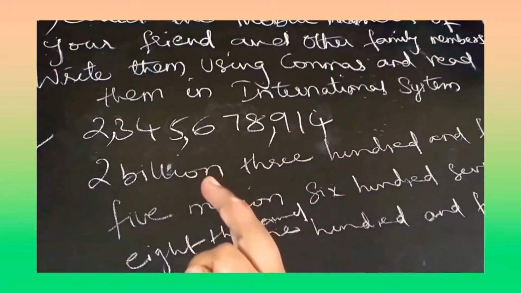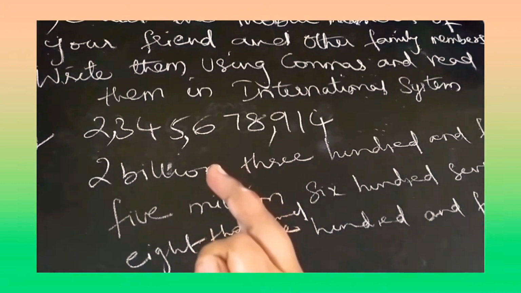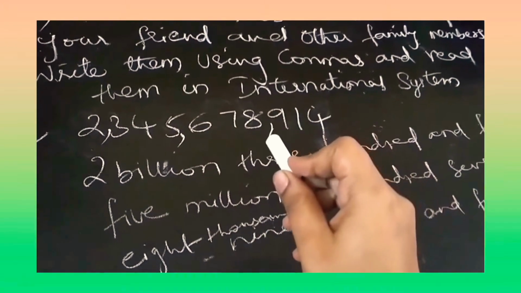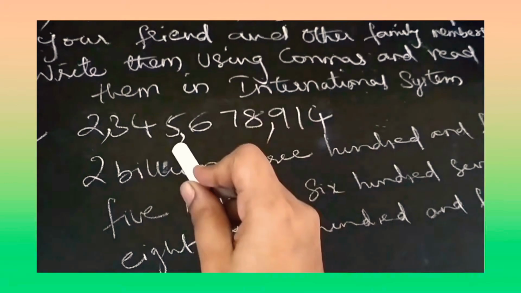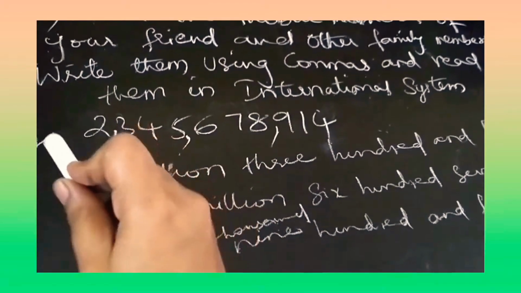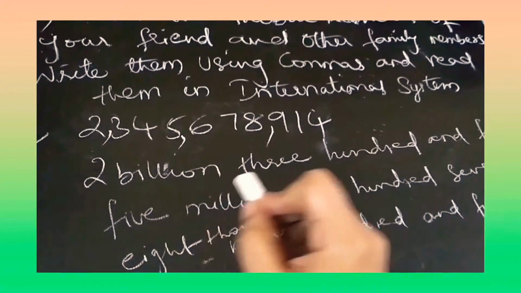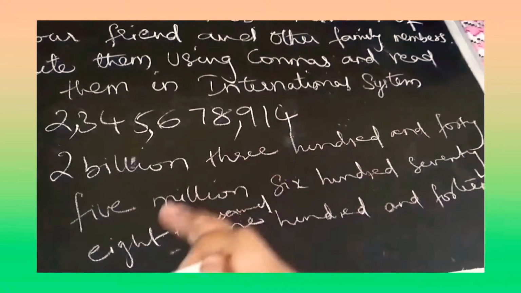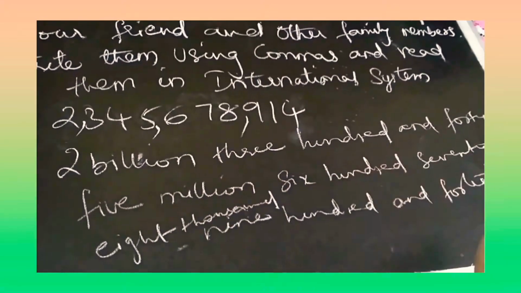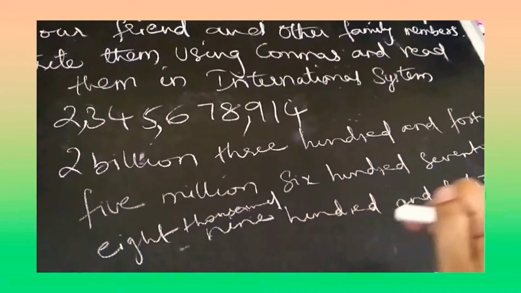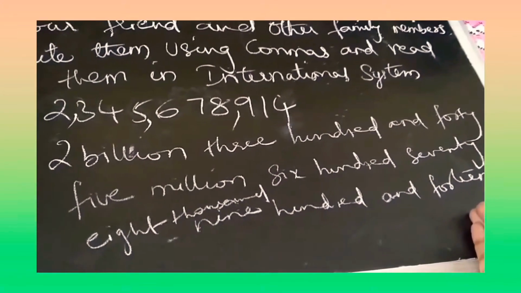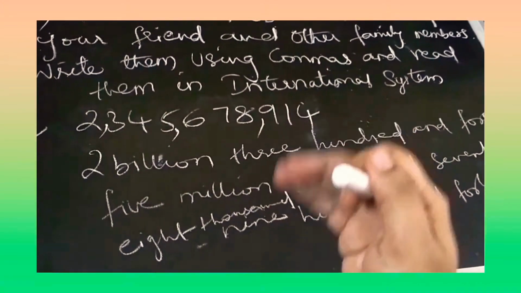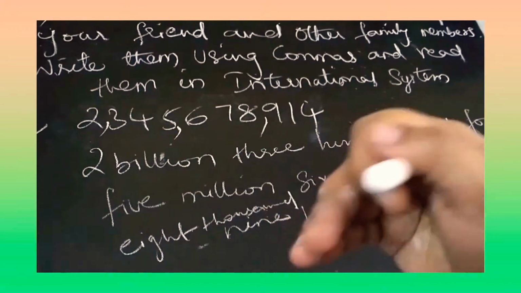So you can write this number in international system as: ones, tens, 100, thousand, 10,000, 100,000, million, 10 million, 100 million, billion. It is billion. So 2,345,678,914. You can write this like this, if the number is in 10 digits.